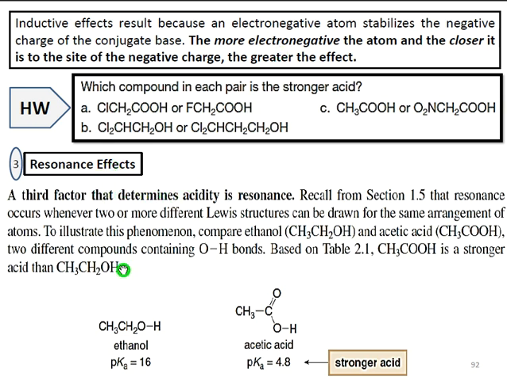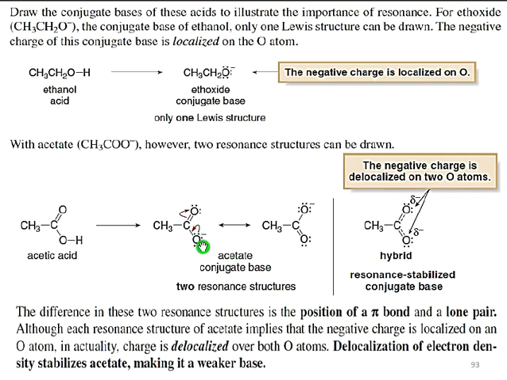Again, resonance effect. If you have two compounds, one with resonance structures and the other without, that means the compound with the resonance structures will be more stable than the other, because the negative charge will be delocalized over two or three additional atoms like this. Look here, the negative charge is delocalized over the two oxygen atoms. It will be more stable than this conjugate base. For this reason, a more stable conjugate base means a stronger acid.